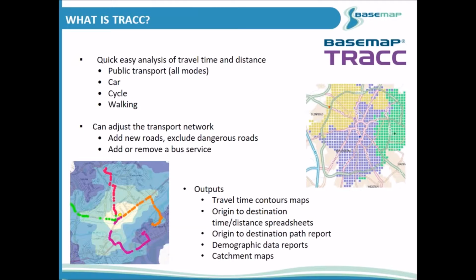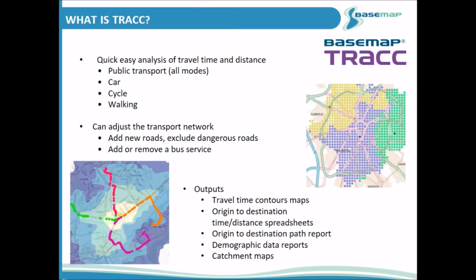What if we change a road, say the A38, we stop people cycling and walking on it because we think it's dangerous? What's the knock-on effect for travel time? Or if we change our U2 university service and we remove a couple of stops or we divert it across somewhere else, what's the knock-on effect?